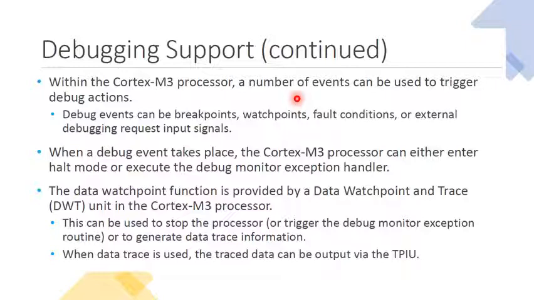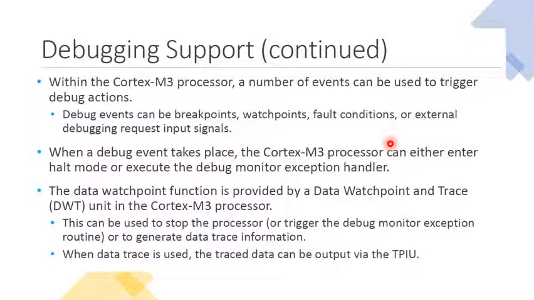Other than that, there are certain events which can trigger the debug actions. Those are debug events, which can be breakpoints, watchpoints, fault conditions, or external debug request input signals. Breakpoints and watchpoints we discussed. Fault condition means, if you knowingly or unknowingly use an invalid instruction, the user should come to know where that error is happening. That is called a fault condition.